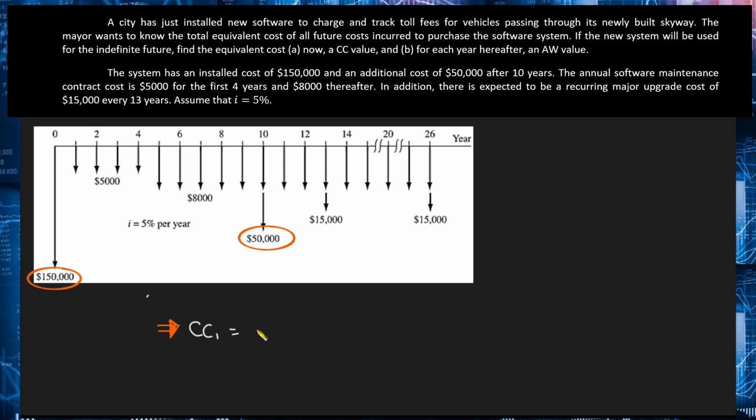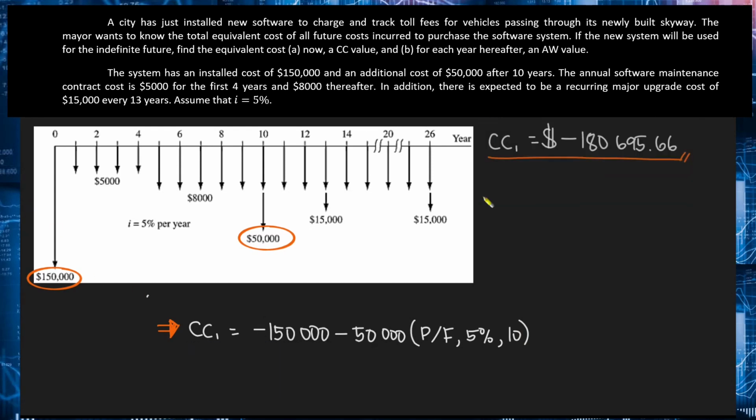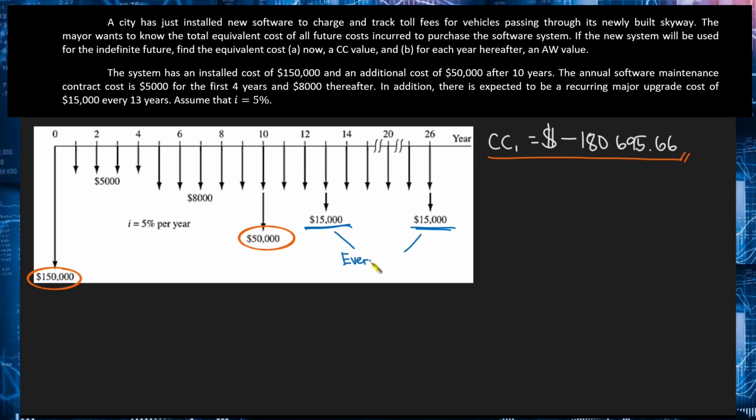Yung 150,000, that is at year 0. Therefore, automatic na to. This is at present. And then yung 50,000 naman, that is, so after 10 years pa daw yun. So, kukunin lang natin yung present worth niya. We will simply apply the single payment present worth factor, P/F, 5% interest, and then 10 years yung N. This will be equal to negative $180,695.66.